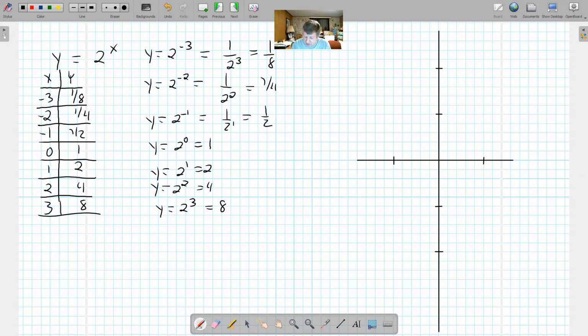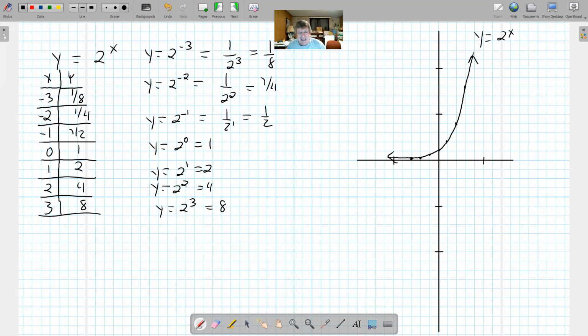So let's plot those points and see what we get. If x is -3 and y is 1/8, that's right about there. -2, we're up to 1/4. -1, we're up to about 1/2. At 0, we're at 1, then 1, 2, 2, 4, and 3, 8. So we get this graph. Let's see if I can draw it here. Okay, so there's the graph of y equals 2 to the x power.